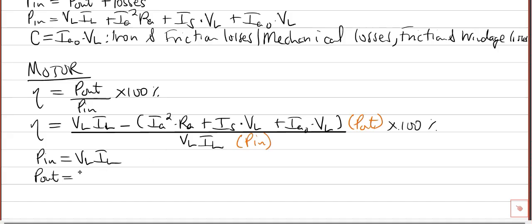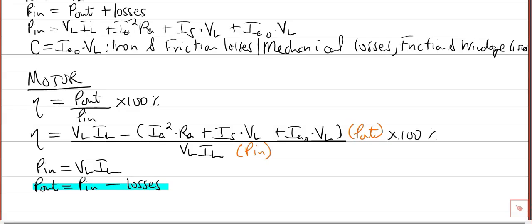So if that's the case, we are saying we have P in minus our losses: your armature losses, shunt losses, constant losses, friction and iron losses. This formula should always speak to even the one in a generator. If you notice the equation at the top, input power equals P out plus the losses.